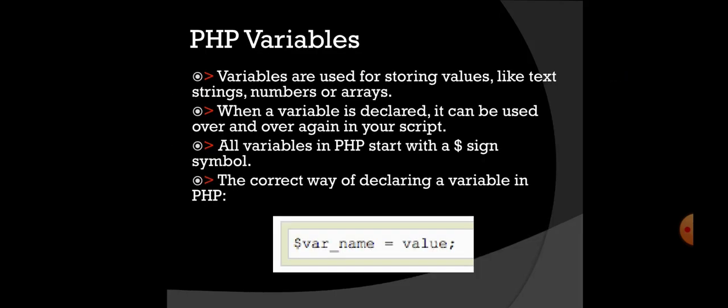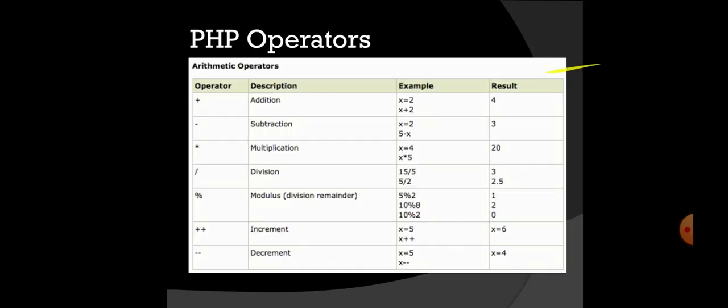And PHP variables. Variables are used for storing values like text, strings, numbers and arrays. When a variable is declared, it can be used over and over again in your script. All the variables in PHP start with the dollar symbol. The correct way of declaring a variable in PHP is dollar, the variable name, equal to value. For example, if you want to create a variable called a, you have to use it as dollar a equal to 5. Likewise, you can declare variables.